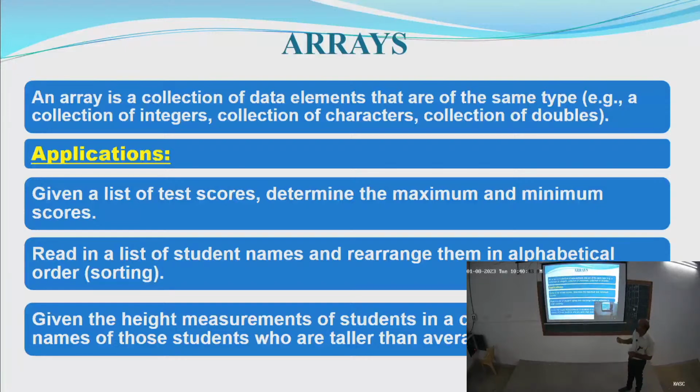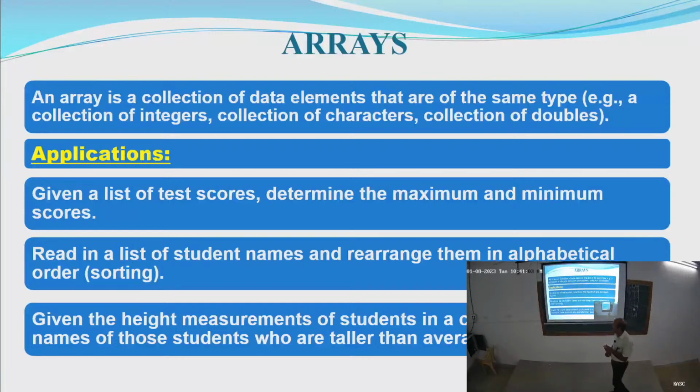The array is a collection of elements. A group of elements, or collection of elements, shared by a common name, that are of the same type. That is, all are the same type, either integer or float or character. They should be of the same type. The collections are characters, integers, and doubles. And these are some applications of arrays.